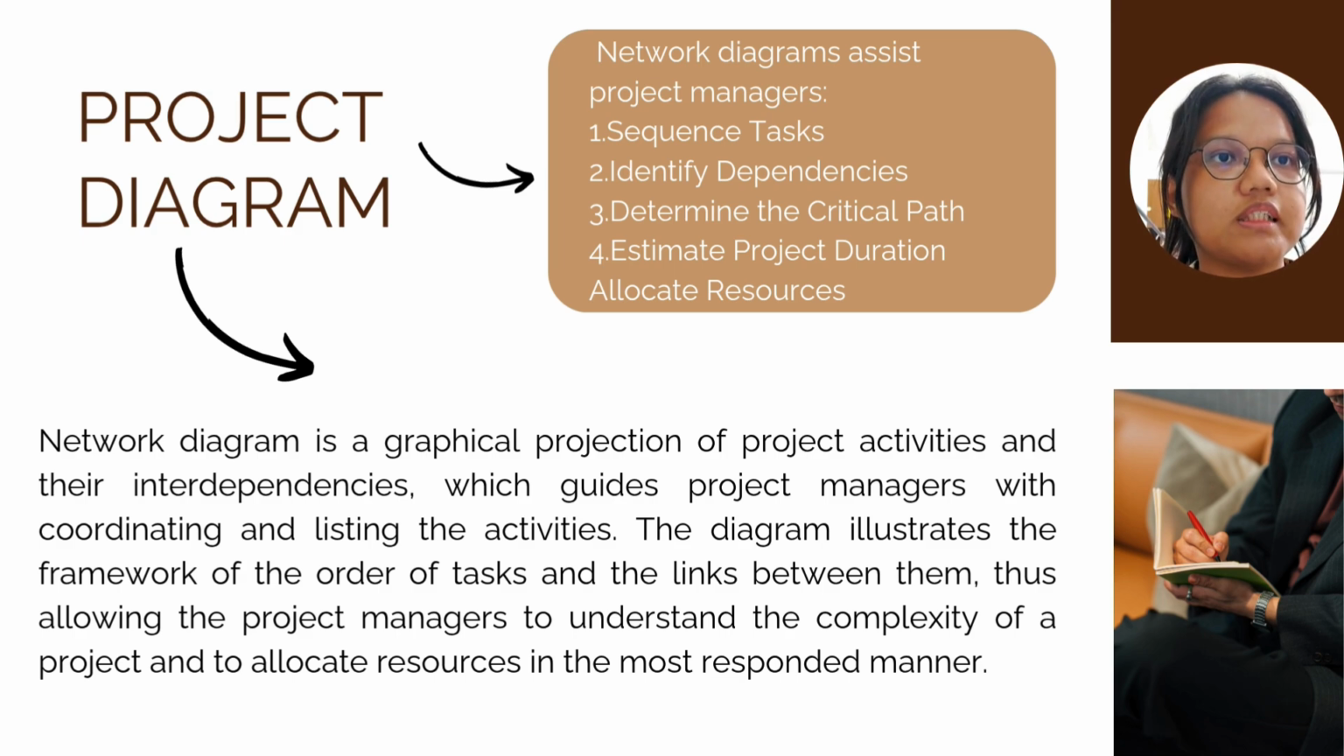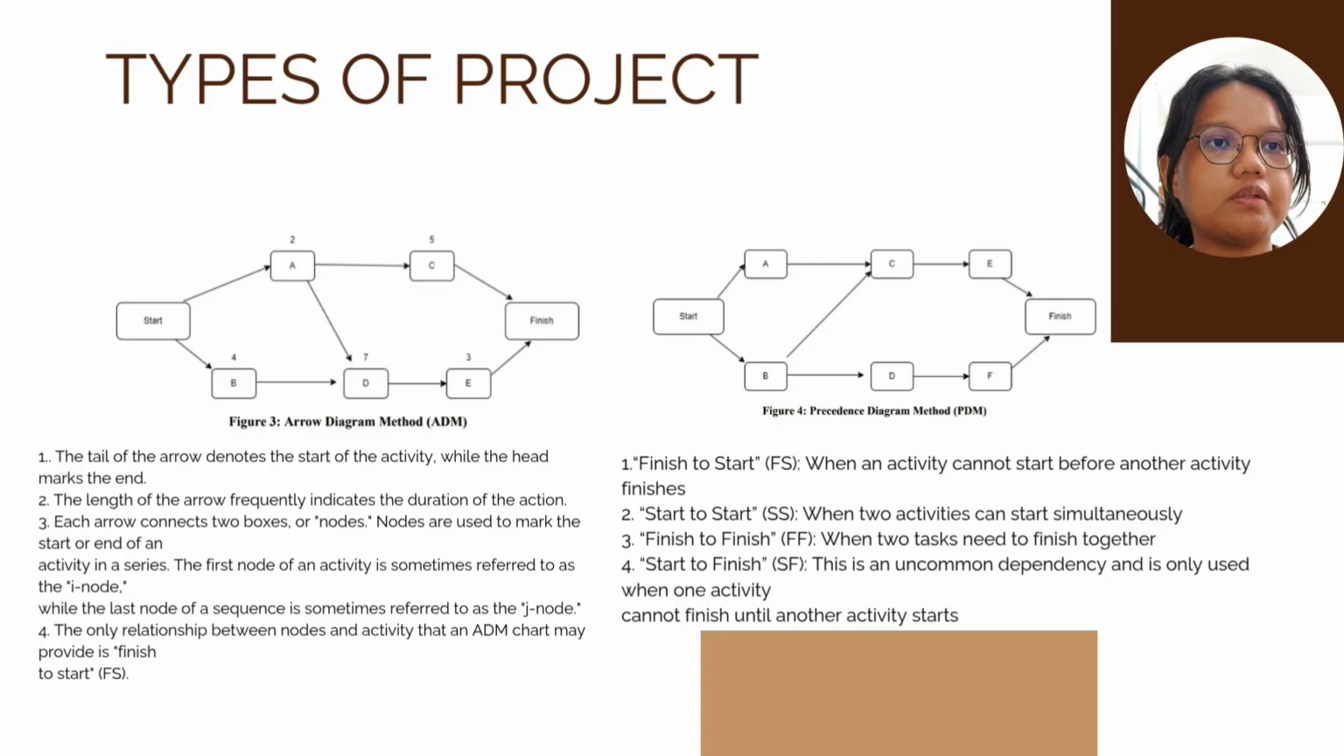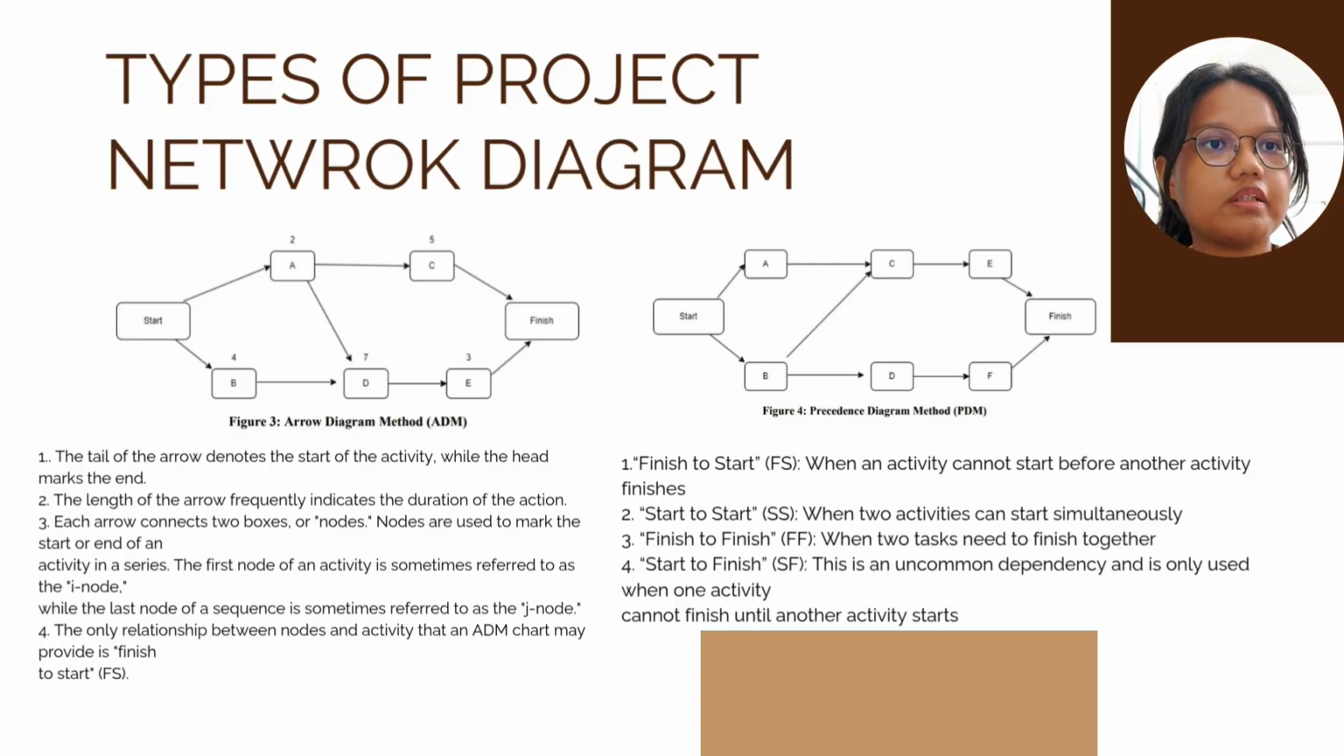Network diagrams assist project managers with four things, which are sequence tasks, identify dependencies, determine the critical path, and estimate project duration or allocate resources. There are two types of project network diagram, which are the arrow diagram method or ADM and the precedence diagram method or PDM.